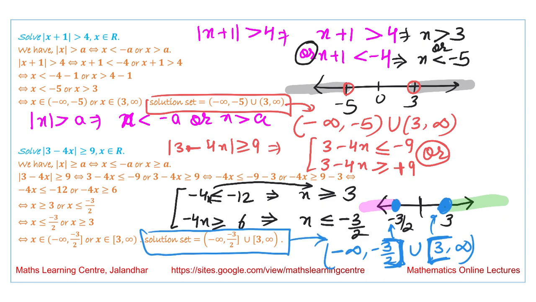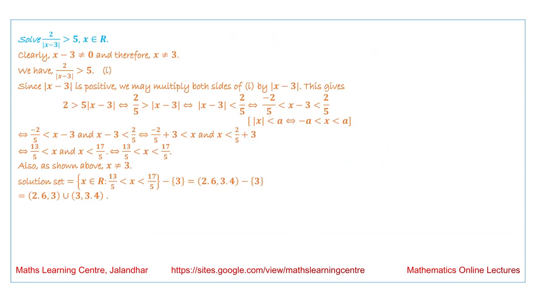Next is solve this inequality. So it is 2 over mod of x minus 3 is greater than 5.